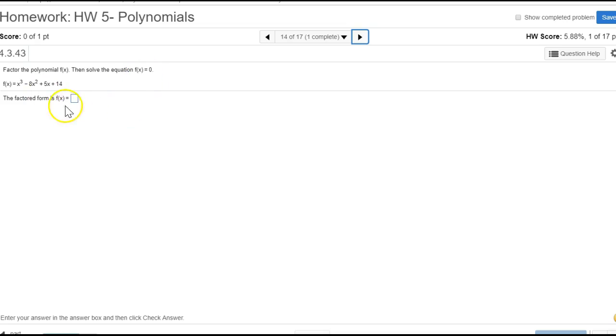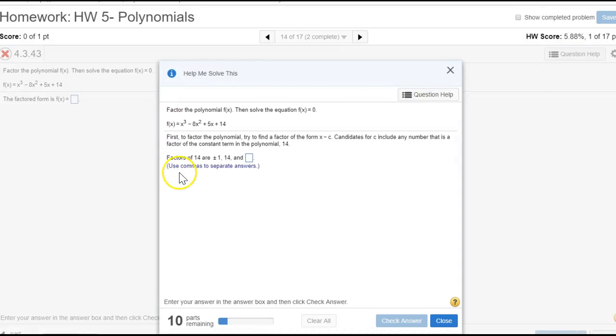Okay, so here's the problem. There's no hint, right? Where do you start? You need a place to start with this one. What I would do is give you the hints, but remember this generates different problems for each student or each time you attempt it. So what I would do is click on help me solve this till I get that first hint. We didn't look at the possible zeros, but they'll tell you that in the help me solve this. That's all you really need.